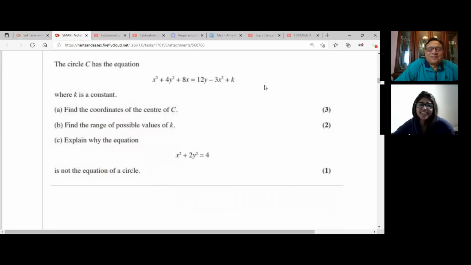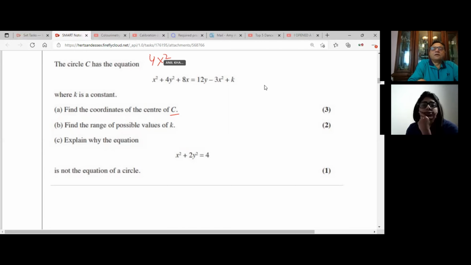So this one says the circle has equation x squared plus 4y squared plus 8x equals 12y minus 3x squared plus k, where k is a constant. I would start by taking the like terms on one side because we're trying to get it into the form of x squared plus y squared equals r squared. So bring everything to the left. We want to keep x positive.